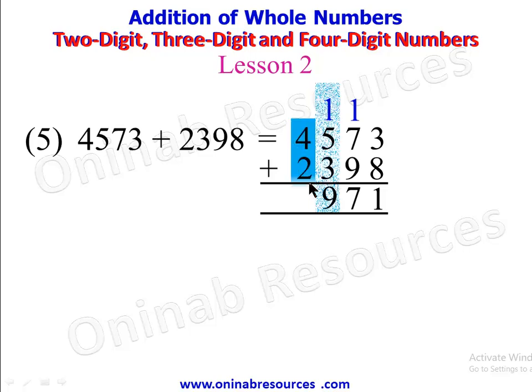So we go to the last column. 4 plus 2 gives 6, and the result of adding 4,573 to 2,398 is 6,971. So we go ahead again to problem 6.